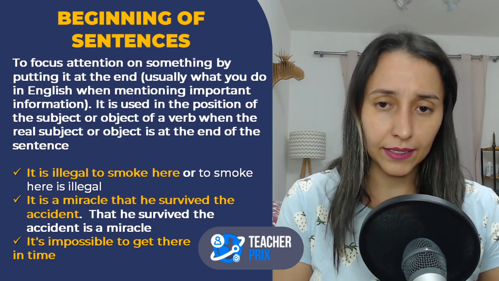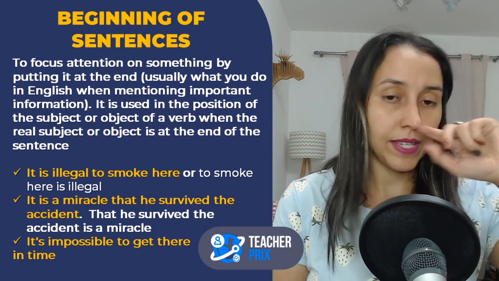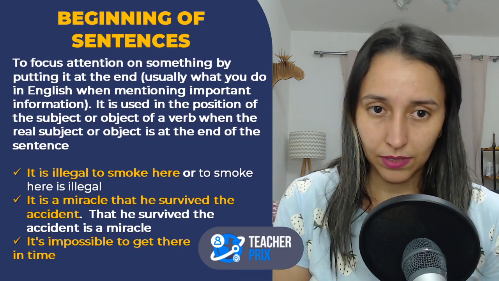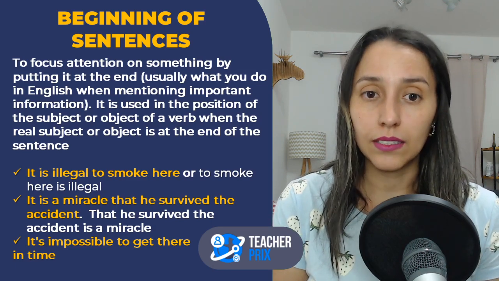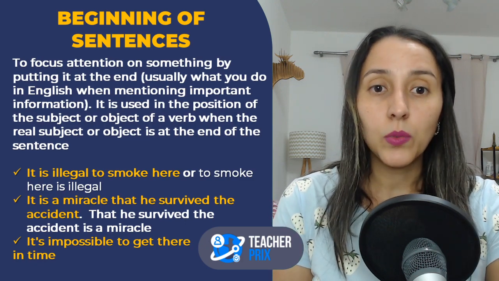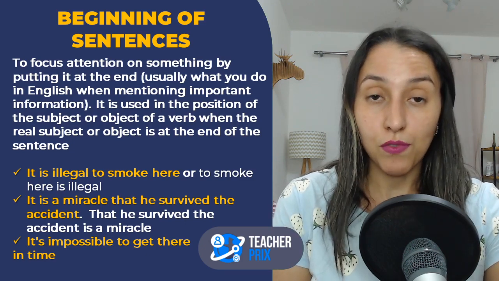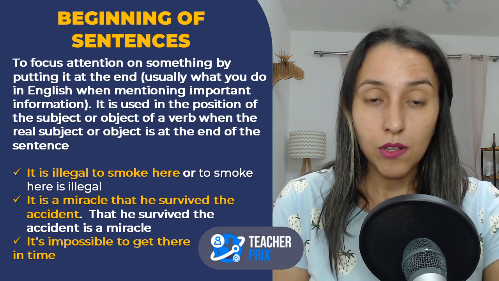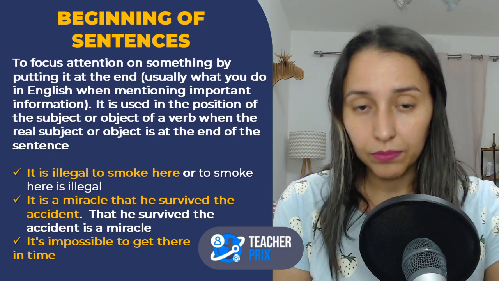So here, in this kind of sentence, when I want to start with it, I will focus on something by putting this thing, this information, this subject at the end of the sentence. Usually when I want to emphasize something in a sentence, I will mention it at the end. When it's important information, I usually mention it in the end. For example, it's illegal to smoke here. Smoking here is illegal, okay? So smoking here is definitely more important because it's the action that is illegal, okay?